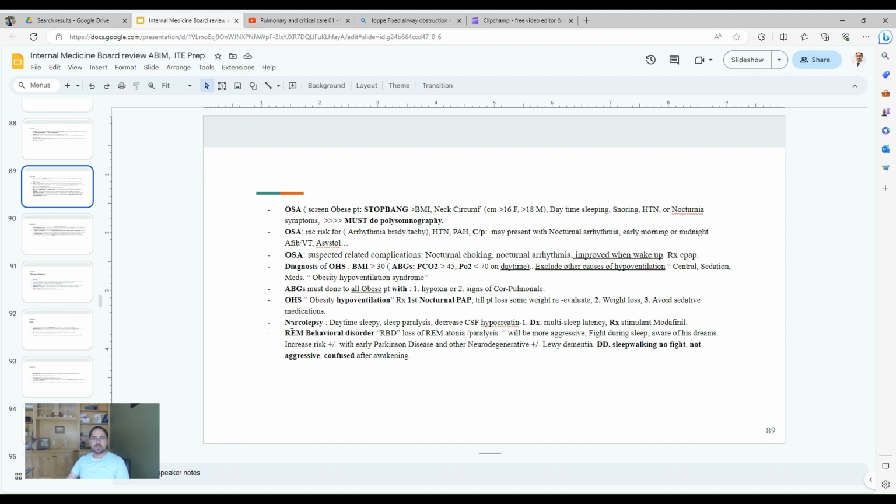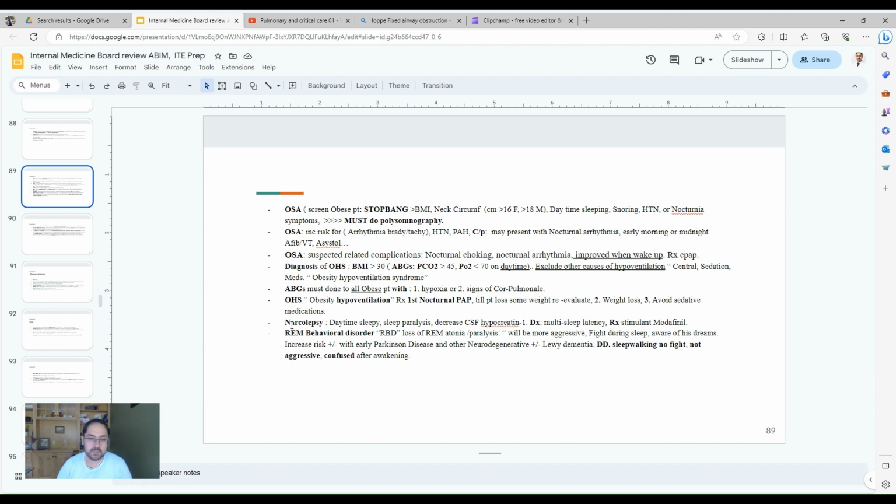You can start with STOP-Bang for screening. For hypoventilation syndrome, you start with obesity, a BMI of more than 30. Then you go for ABGs and you find high CO2 and low oxygenation, PO2 less than 70. Then this is obesity hypoventilation syndrome. Treatment for both obstructive sleep apnea and obesity hypoventilation syndrome is CPAP.